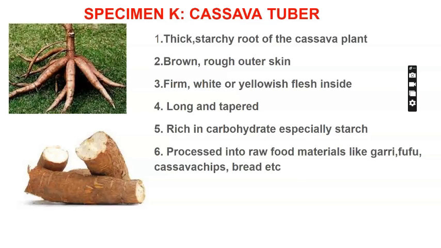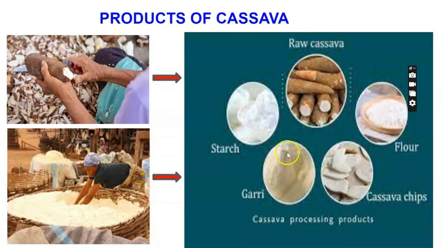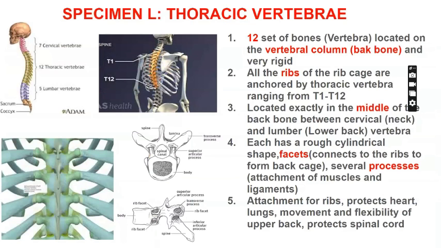This cassava tuber can be processed into so many food items. It can make our gari. Our regular gari comes from cassava. We can make cassava chips, cassava flour, and all of that. So these are a few of the benefits of the cassava tuber. Now on to our next specimen, which is specimen L, the thoracic vertebrae.